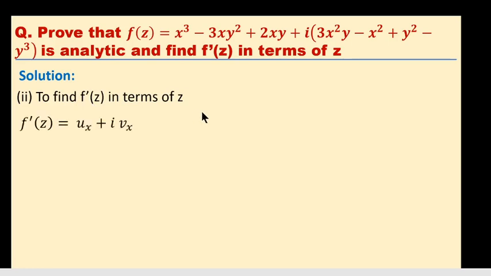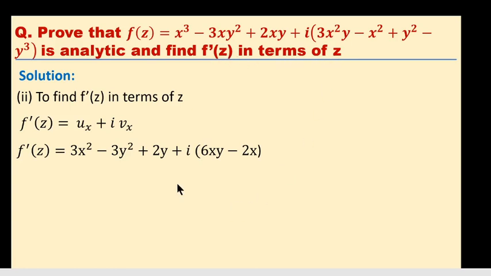So we have a formula for f dash of z, that is equal to ux plus i vx. We substitute the ux and vx which we have obtained. So we get f dash z is equal to 3x square minus 3y square plus 2y plus i into 6xy minus 2x. So we have got the derivative function f dash of z. But this derivative function is in terms of x and y, and in the question they have asked us to find it in terms of z.